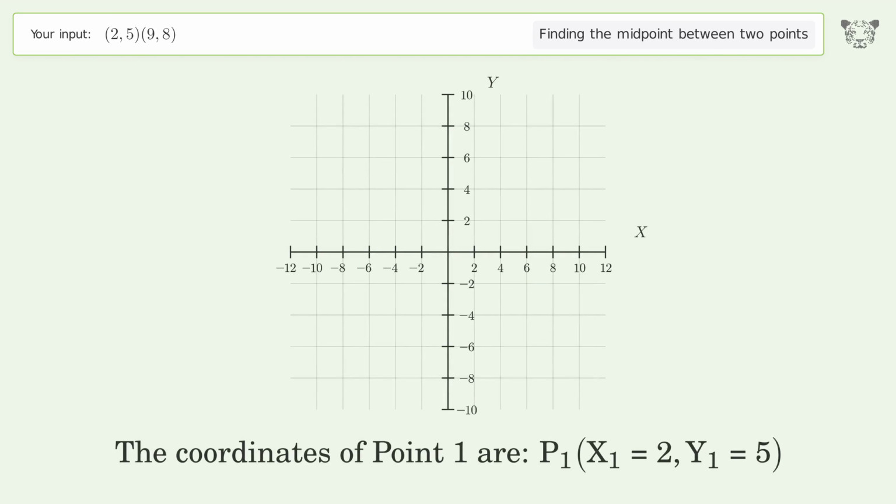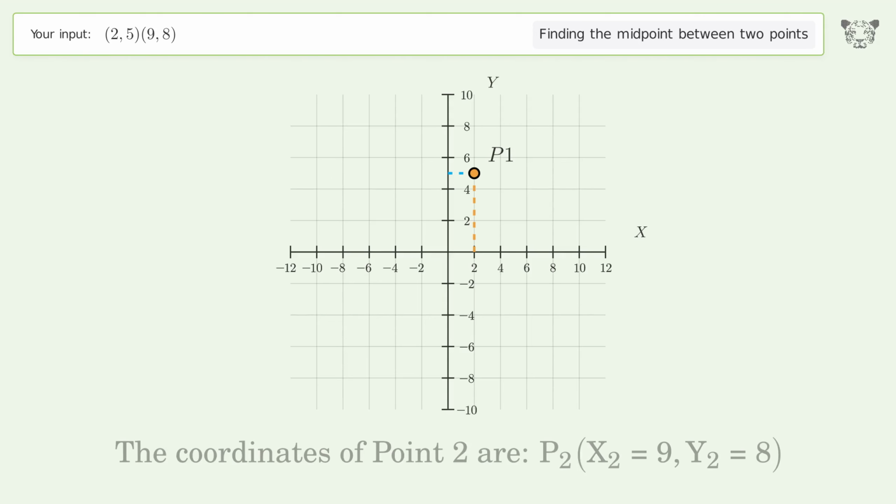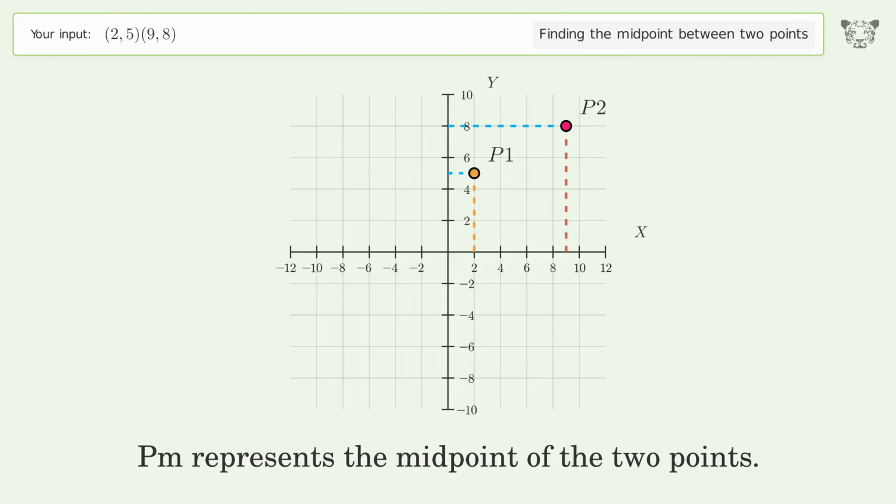The coordinates of point 1 are x1 equals 2, y1 equals 5. The coordinates of point 2 are x2 equals 9, y2 equals 8. PM represents the midpoint of the 2 points.